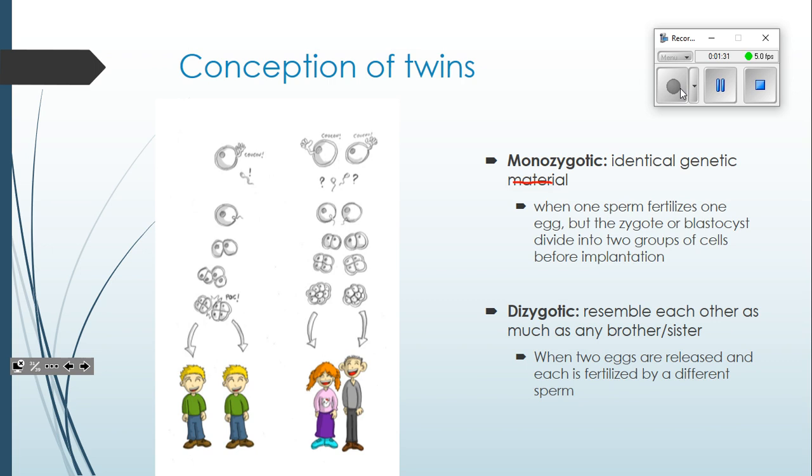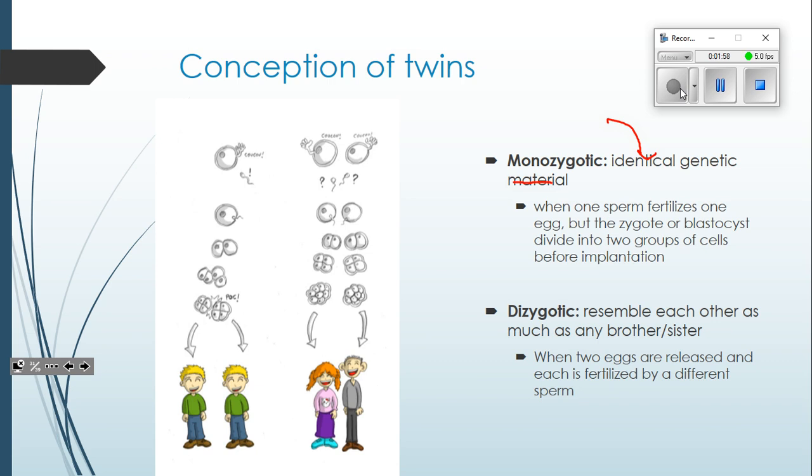Now in this particular type of twins, it is this word here that is the most important. They have identical genetic material. Identical. They came from one sperm that fertilized one egg. That means they started out with the exact same set of chromosomes, exact same set of DNA.